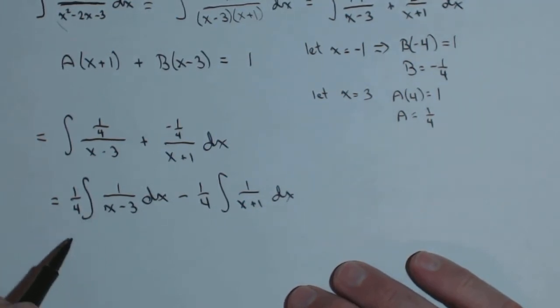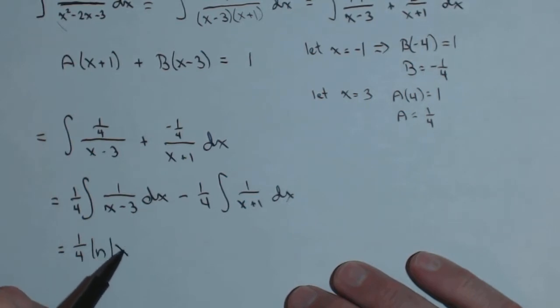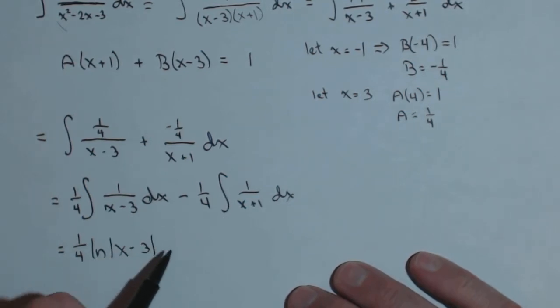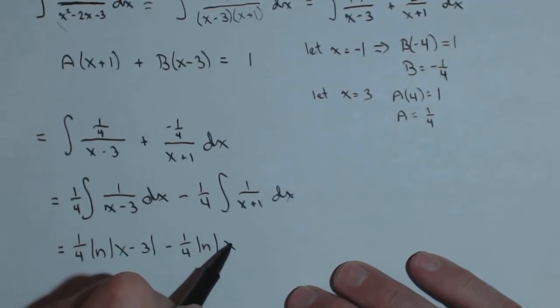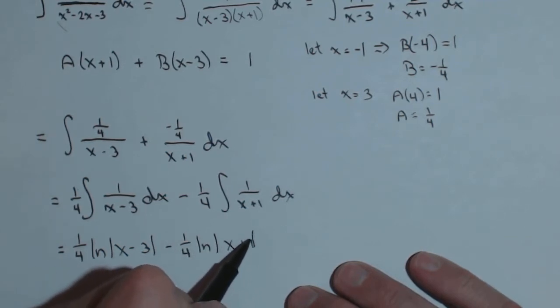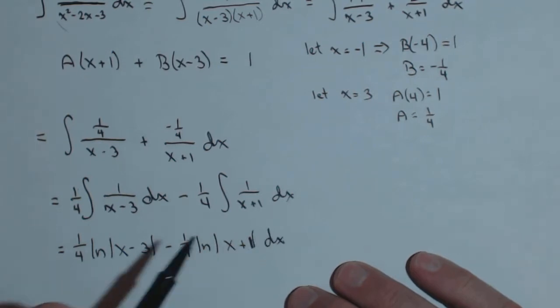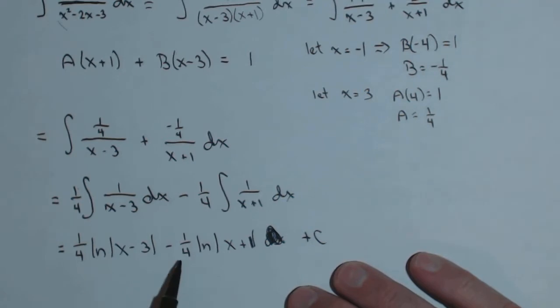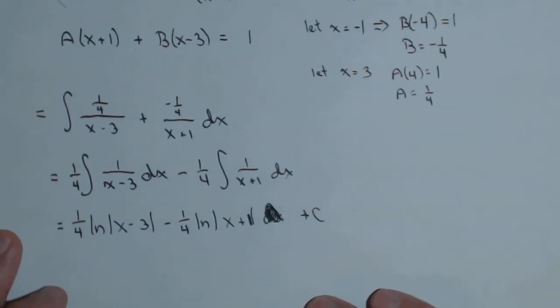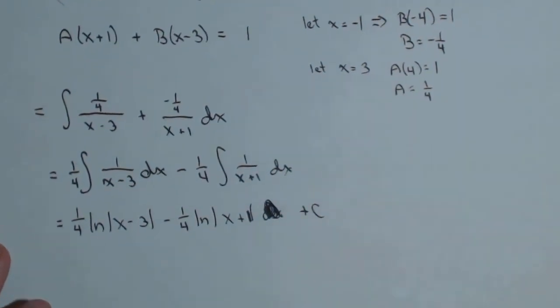Notice these are both natural logs, so we have 1/4 natural log of the absolute value of x minus 3 minus 1/4 natural log of the absolute value of x plus 1. Oops, we don't need dx anymore. Plus C.